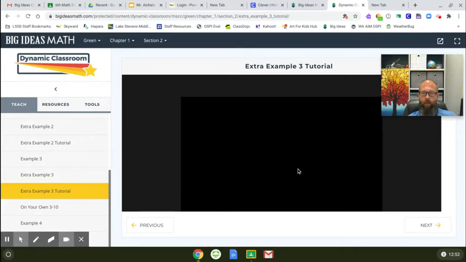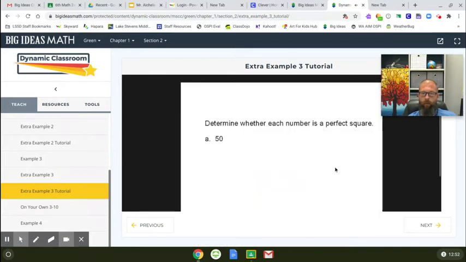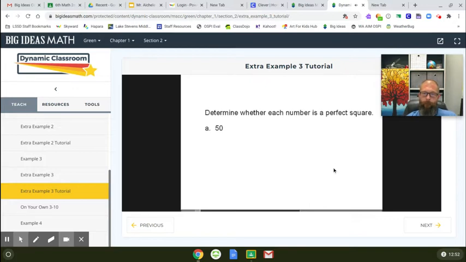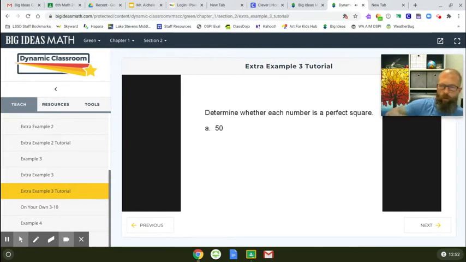Let's make a list of the first 10 perfect squares. So we have the whole number, and then its perfect square. The first whole number is 1. 1 squared, or 1 times 1, is 1. The next whole number is 2. 2 squared, or 2 times 2, is 4. Next we have 3. 3 squared is 9. Continue to find the first 10 perfect squares.